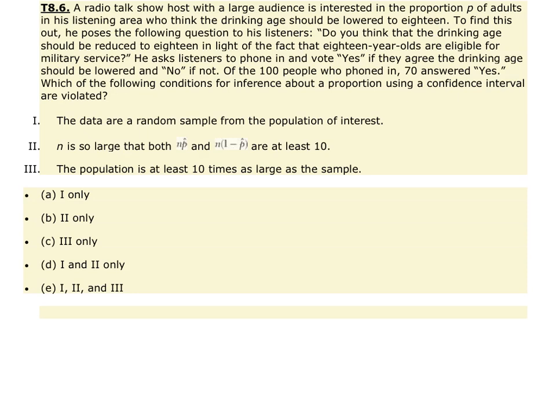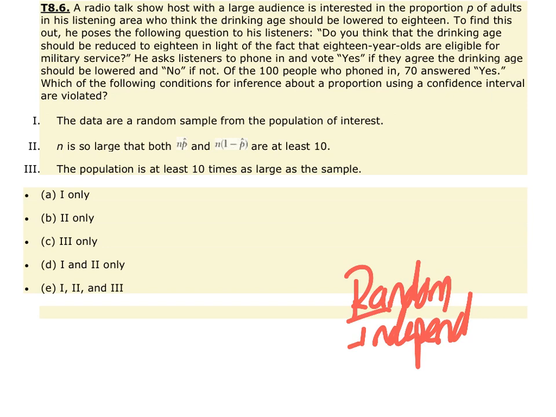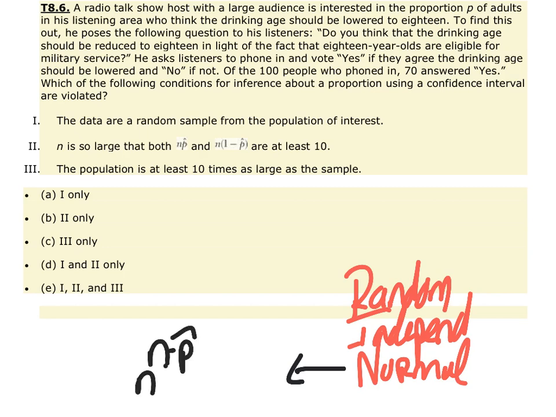So remember, the three conditions we do need to check are randomness, independence, and whether it's approximately normal. Now let's work backwards. For normalcy, for proportions, we have to make sure that n times p hat and n times 1 minus p hat are both greater than or equal to 10. His sample size was 100. The proportion that answered yes was 70. So we're going to have 70 and 30. So normalcy would be fine in this one. So what we know is 2 is not violated.